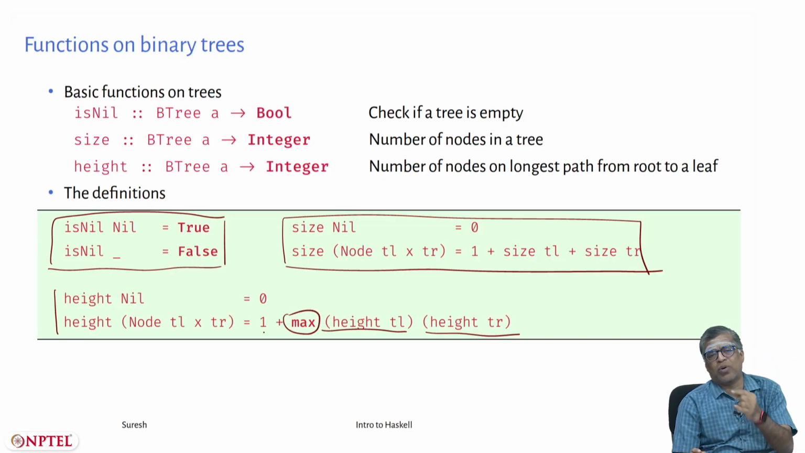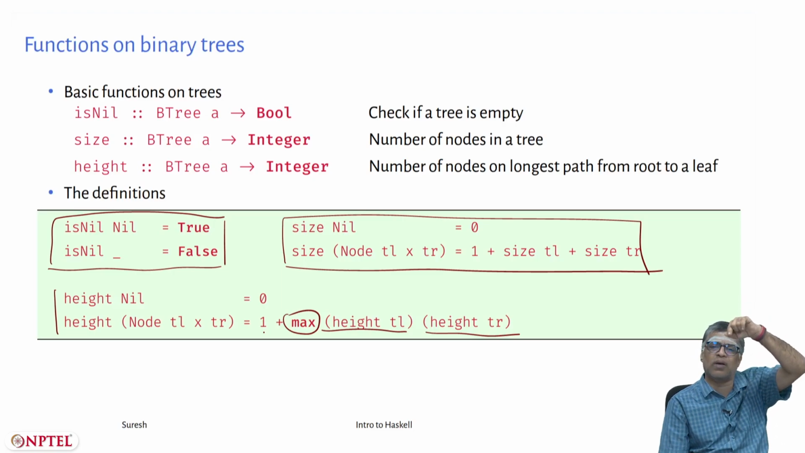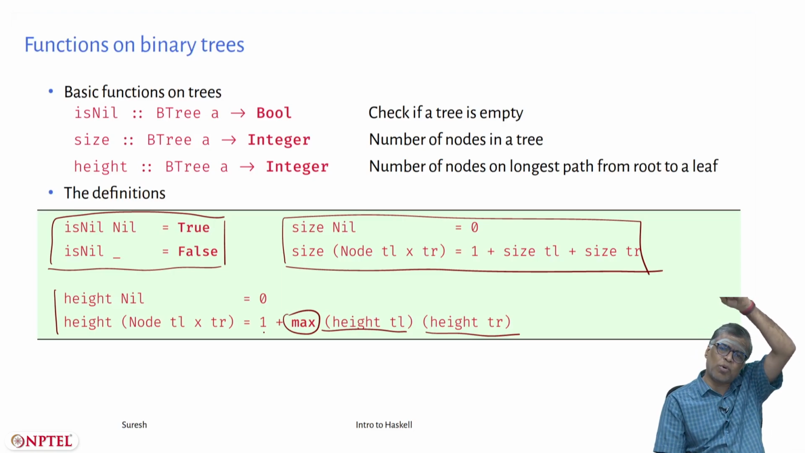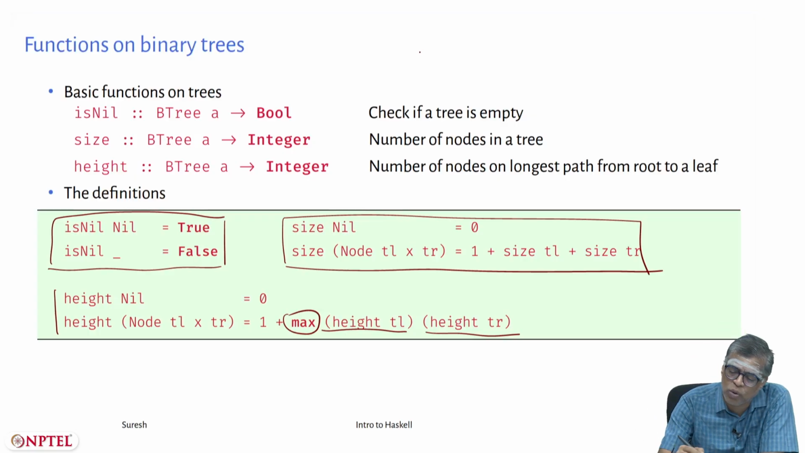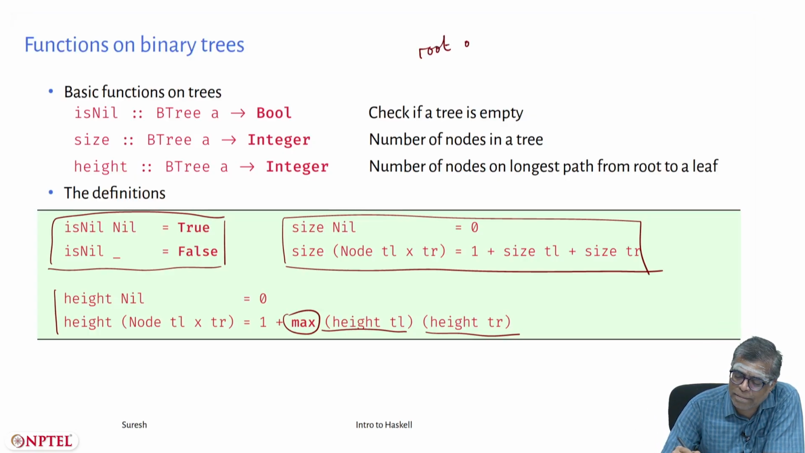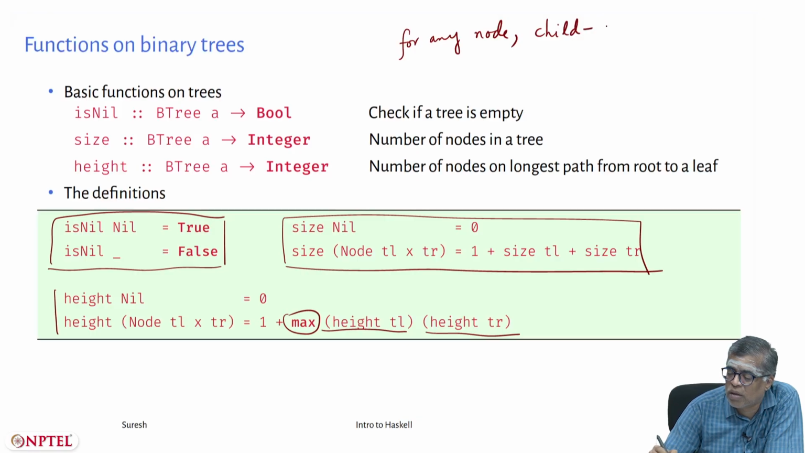And the one you need to add, because you pick the longer of the two paths and then you extend it by adding the path from root to that child, okay, either the left child or right child. Yeah, so the root of the left subtree, for any node child, is the root of an immediate subtree.